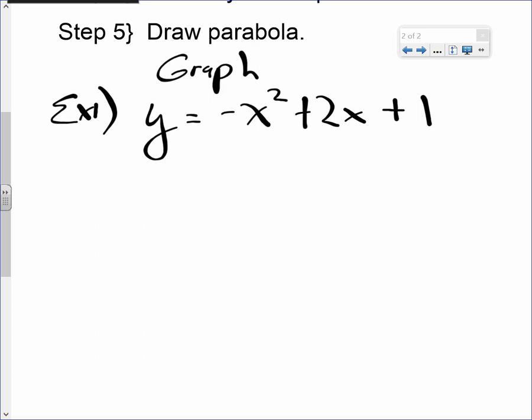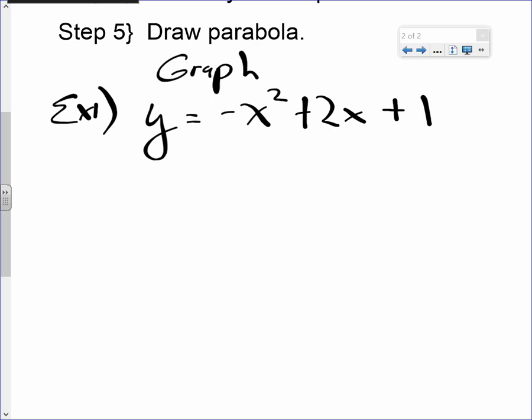You're going to be amazed at how quick these are, Garcia. Watch this. Notice how I use the y instead of f of x. Remember, y and f of x mean the same thing. So here we go. Negative ax squared plus bx plus c.